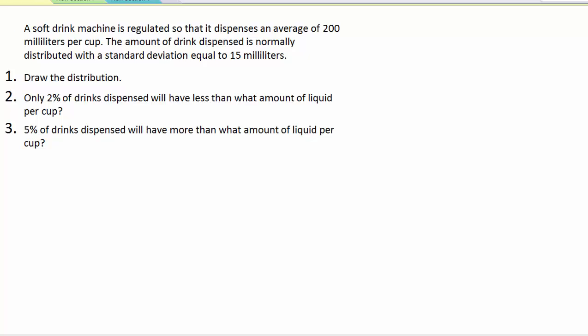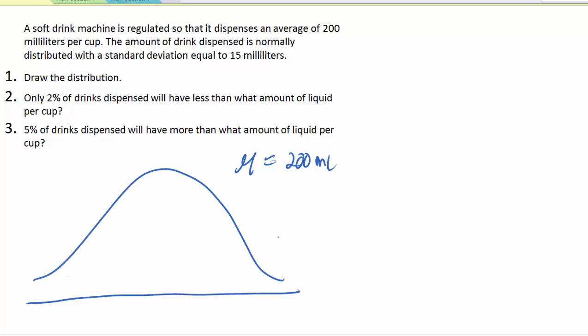In this video, I want to show you how you can use the standard normal table to find a value when you've been given a proportion for a normal distribution problem. In this problem, a soft drink machine is regulated so that it dispenses an average of 200 milliliters per cup. And the distribution is normally distributed with a standard deviation of 15 milliliters.